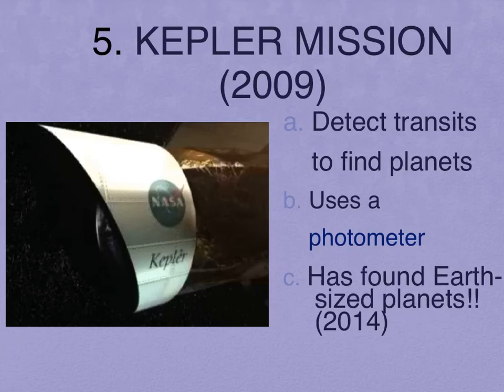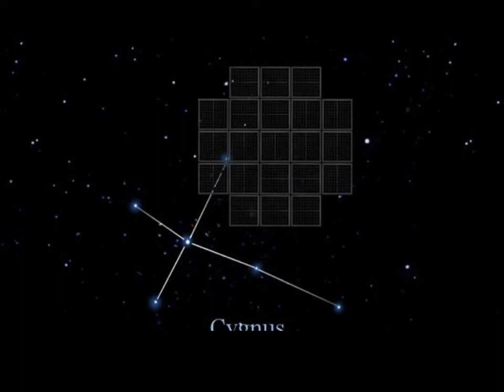They've actually sort of restarted the mission. It's called K2 now. They spent several years looking at the same patch of sky. Let's take a look at it. It's in Cygnus the Swan, and it's a very famous area of sky. It's near the Northern Cross.